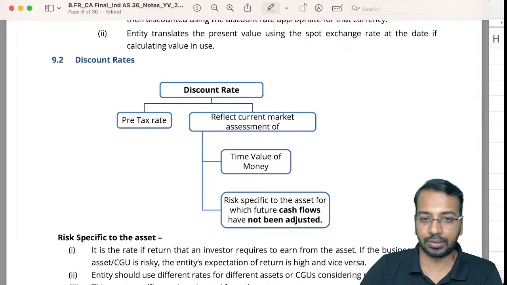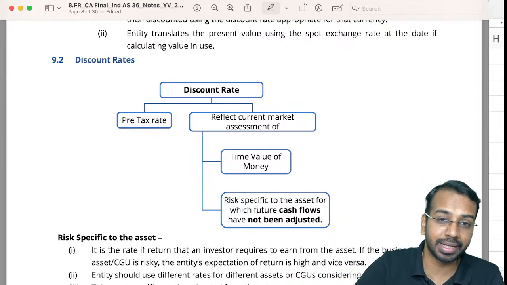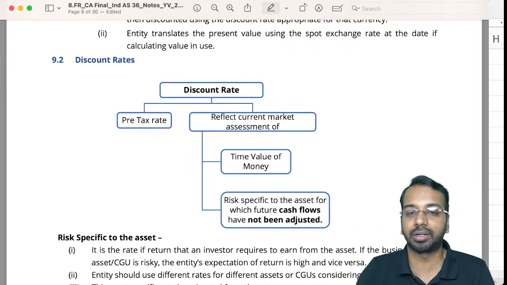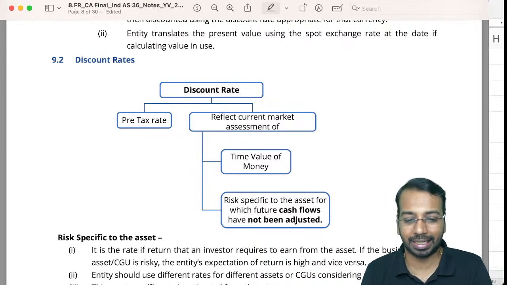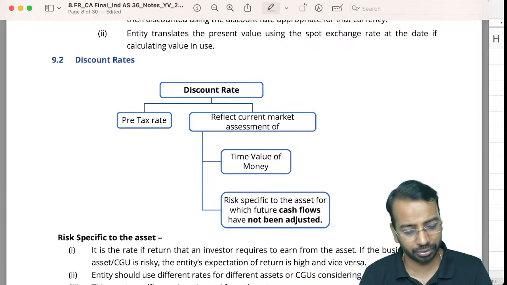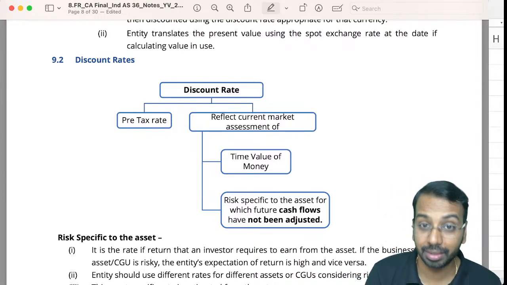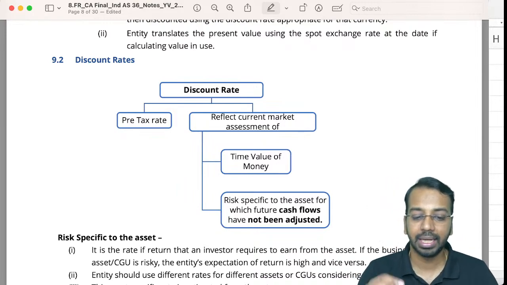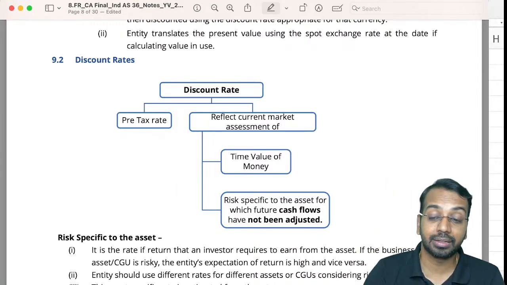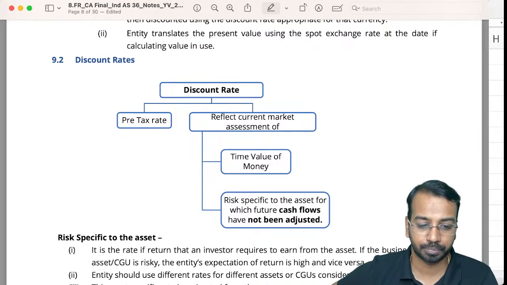So we have reduced the cash flows. Because there is higher risk, we have reduced the cash flow projections. Now the same risk that there is uncertainty of cash flows, you should not say I will increase the discount rate. Now this is slightly technical and from the exam's point of view, you will get that single discount rate. You need to understand it has to be a pre-tax rate, and second, it is based on the current time value of money and the risk. It should adjust the risk which has not been adjusted for the cash flows.